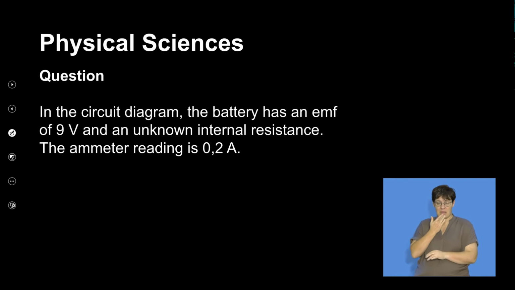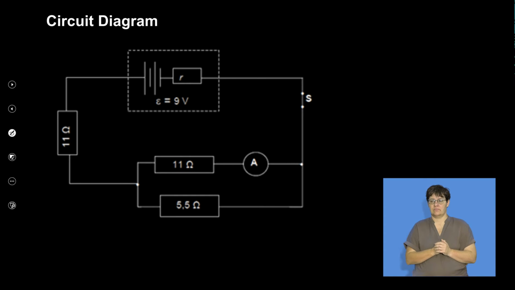Right, here's a simple question which says, in the circuit diagram, the battery has an EMF of 9 volts and an unknown internal resistance, so the ammeter reading is 0.2 amperes. So what do we have here? We are given the EMF.